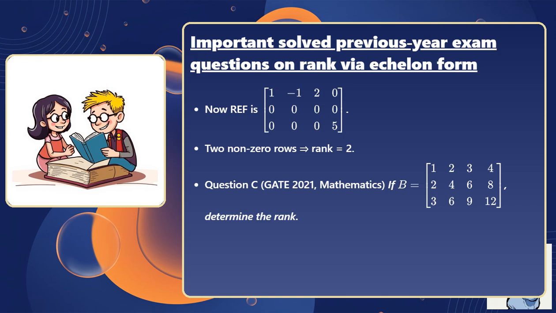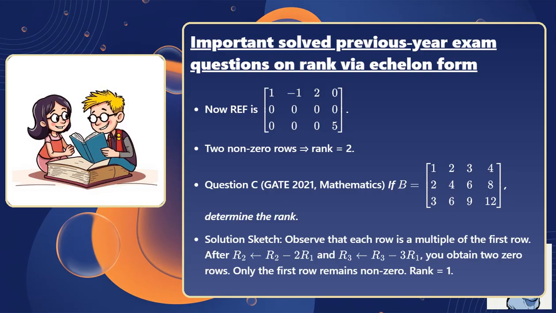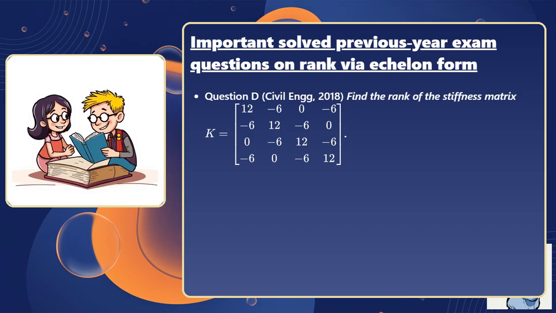Question C, GATE 2021 Mathematics. If B is a 3 by 4 matrix with rows 1, 2, 3, 4; 2, 4, 6, 8; 3, 6, 9, 12, determine the rank. Sketch: observe that each row is a multiple of the first row. After R2 goes to R2 minus 2 R1 and R3 goes to R3 minus 3 R1, you obtain 2 zero rows. Only the first row remains non-zero. Rank equals 1.